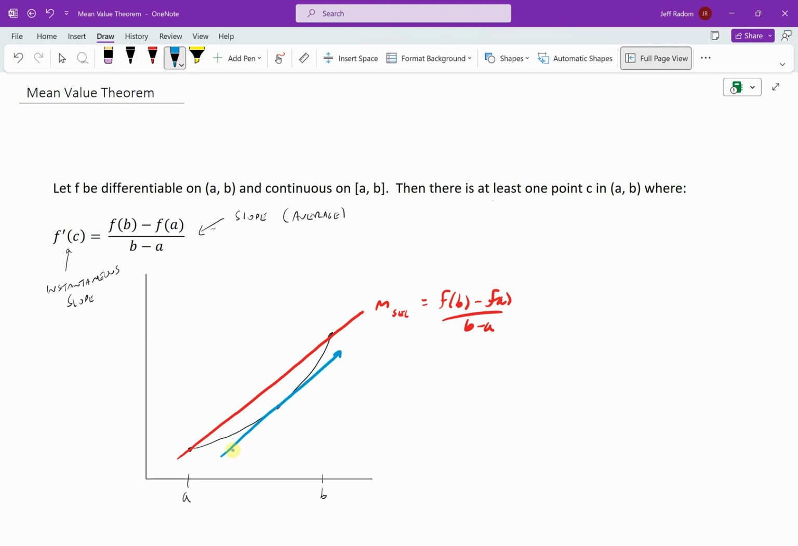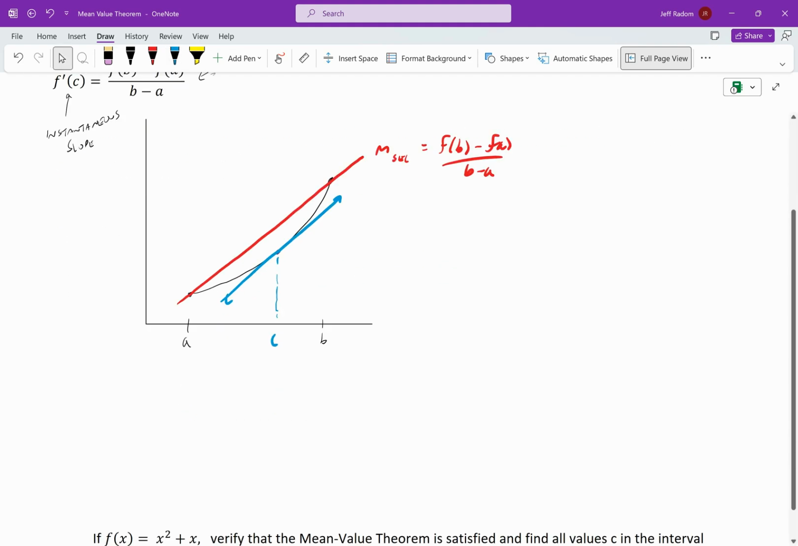There we go. So this would be our point c right here. So if you have a graph that's continuous and differentiable, then the average rate of change is given by the slope between the two endpoints. There will be at least one point between a and b where the instantaneous rate equals the average of that interval.